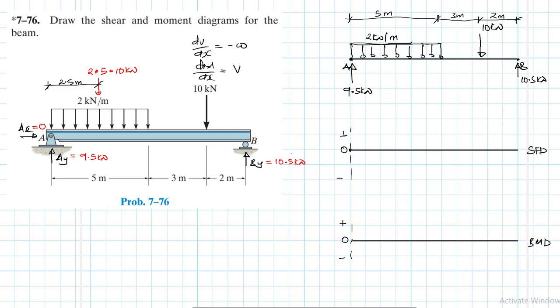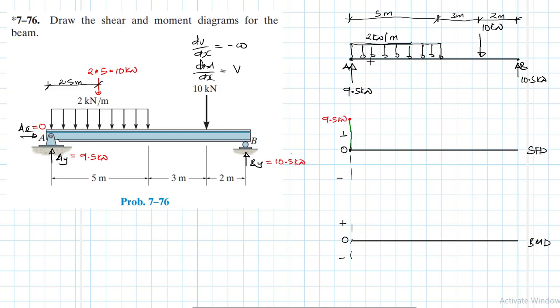So at A, for the shear force diagram, we have a 9.5 shear, which will make this go up by 9.5, somewhere there. Let's assume this is our 9.5. Maybe it has gone too high. Maybe we bring it up to here. Great. So this is our 9.5 kilonewtons.